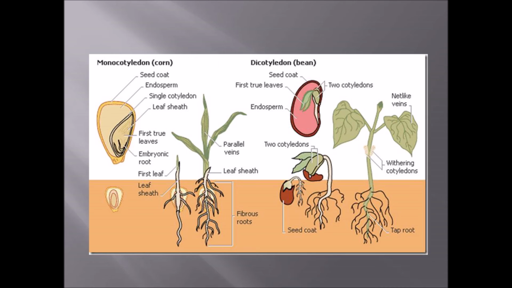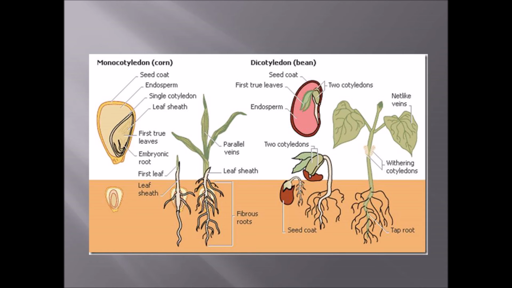Here you can see the picture of a monocotyledon plant and a dicotyledon plant. For monocotyledon, the example is corn, and for dicotyledon it is bean. If you see the seed of a monocotyledon, there is a seed coat, and inside that the endosperm, and only one cotyledon. After that, the leaf sheath, first true leaves and embryonic roots are present inside the embryo. After maturation, the root will come out of the embryonic root, and the first true leaves will bloom as the leaves. So this is before developing.